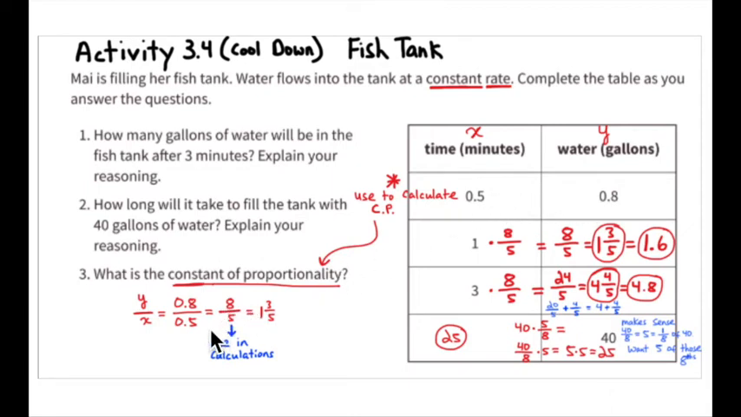So I'm going to leave it as a fraction and use it as a fraction. Although you could figure out that the constant of proportionality is 1 6/10, because if you double the 5/10 to 1 and you double the 8/10 to 1 6/10, you could use the constant of proportionality as 1 6/10, because 1 6/10 divided by 1 is 1 6/10.